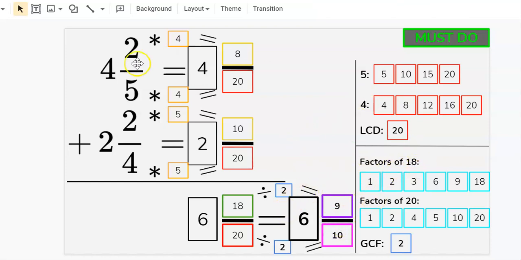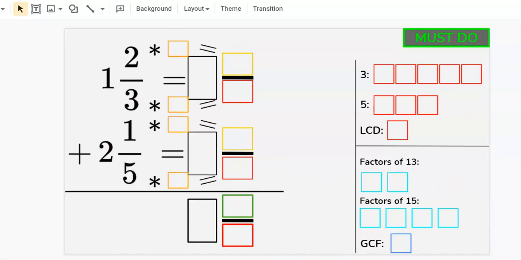So really this is just like adding fractions. The only difference today is that we are going to have to add as well the whole number. 4 2/5 plus 2 2/4 is 6 9/10. So you're going to see that you have to do problems just like this. Some of them you'll have to simplify and some of them you won't.